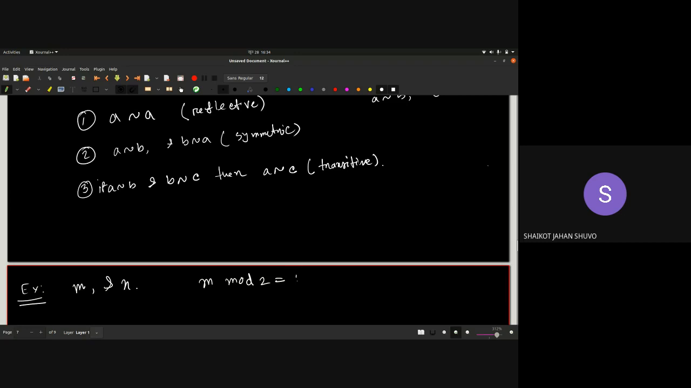So let's say m mod 2 is 1, and n mod 2 is also 1, then we can say that there is equivalence between m and n. Why? Because if I consider the modulo by 2, then they're equivalent to each other. Okay. So let's suppose m is 3 and n is 5. Both 3 and 5 mod 2 is 1. So I can say 5 is equivalent to 3.